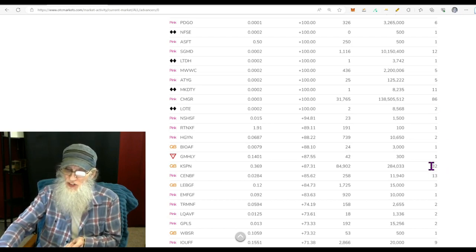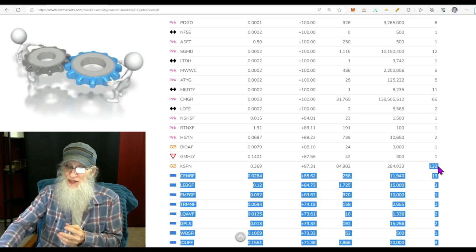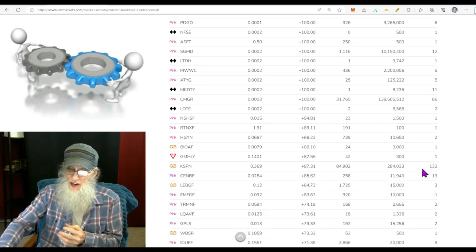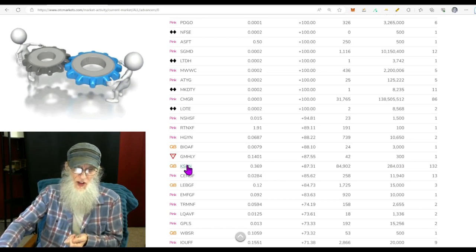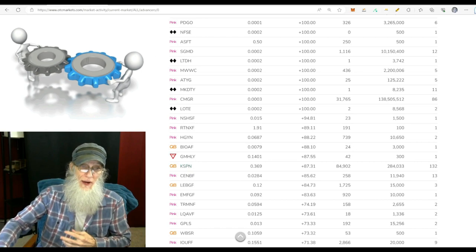Oh, here we go. We've got a triple digit. Not real big, but it's a triple digit. 132 trades. They did a little over a quarter million shares with 87% gains. She's roughly at 37 cents. KSPN on the middle tier. Let's take a look at this because this is what I would do. I would jump in and take a look.